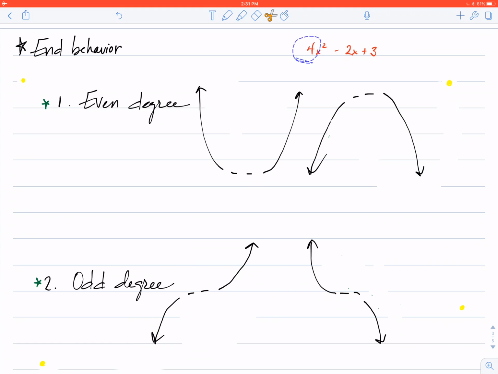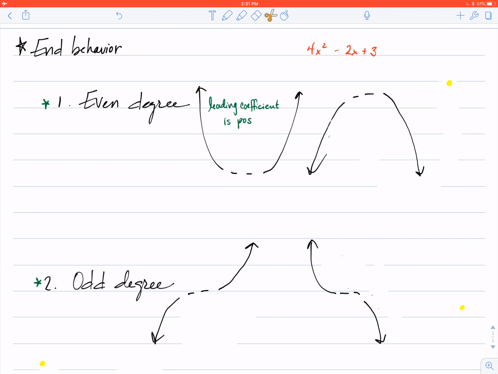We're going to use this exact same concept for even degree polynomials. The quadratic is a degree of 2, but this is also going to work for degree of 4, degree of 6, degree of 8, etc. So what you're going to find is that if my polynomial has an even degree and the leading coefficient is positive, then both ends will be up.